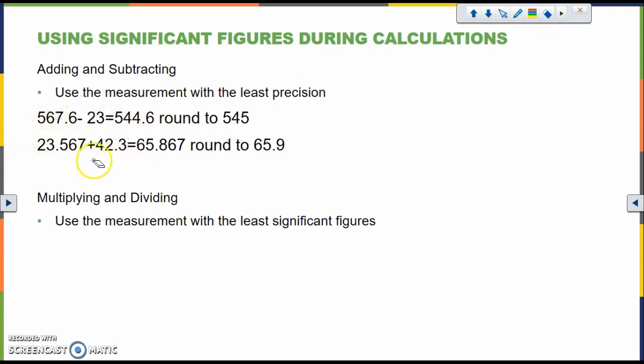Again, this is an addition this time. This is in the thousandths place. This is in the tenths place. Our answer has to be in the tenths place. And that is why it is rounded to 65.9. Again, same rules apply. As you can see, this is the tenths place. We look to the number to the right. It's 6, so this number gets bumped up to 9, and that's how you get that number.